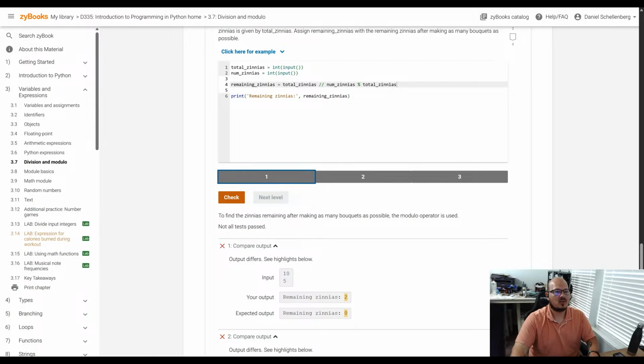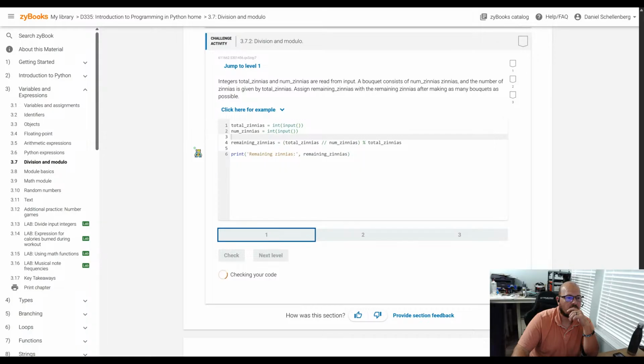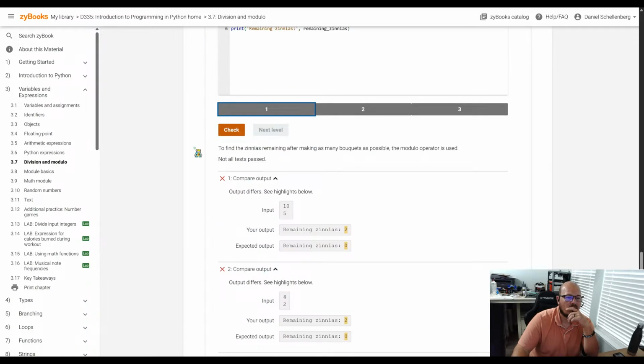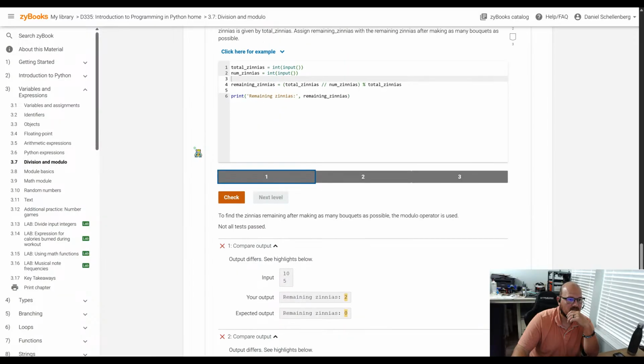Do I need to do it this way maybe? Let's see if maybe I need to put this in parentheses, right? So it'll calculate total zinnias first, floor division. So it'll calculate this first, and then it'll do the remainder. No, why am I wrong on this?